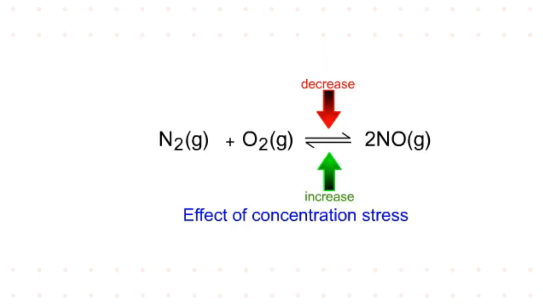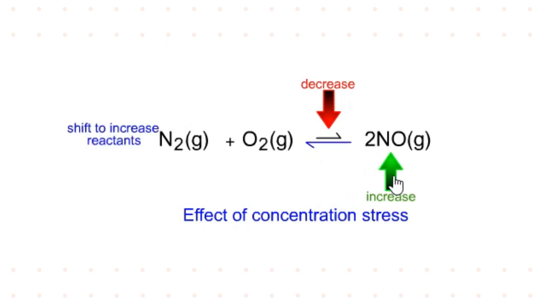A change in the concentration of one of the substances in an equilibrium system typically involves either the addition or the removal of one of the reactants or products. Consider the Haber-Bosch process for the industrial production of ammonia from nitrogen and hydrogen gas. This is an effect of concentration stress.